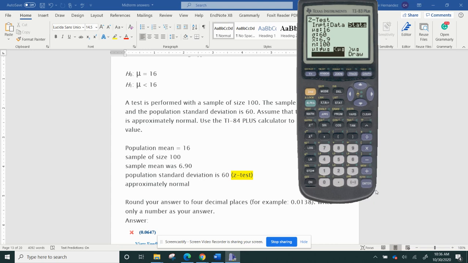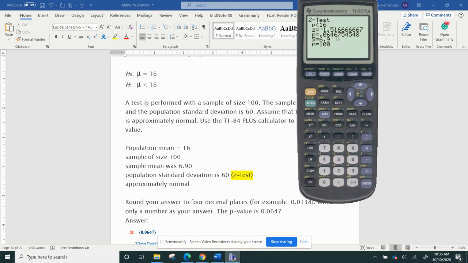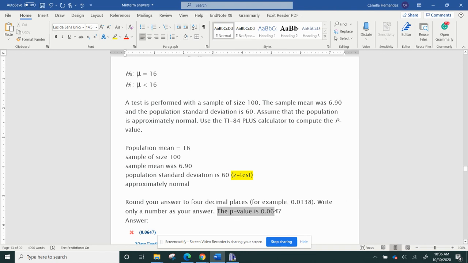Okay, and then I go down and hit Calculate, and then I get a p-value of 0.06467. So I'm going to put this as the p-value is 0.0647 because I rounded up. Because if you look at the difference, this 6 is next to a 7 and it wants 4 decimal places, I round this up to 7. Okay, so that's how you do that one.